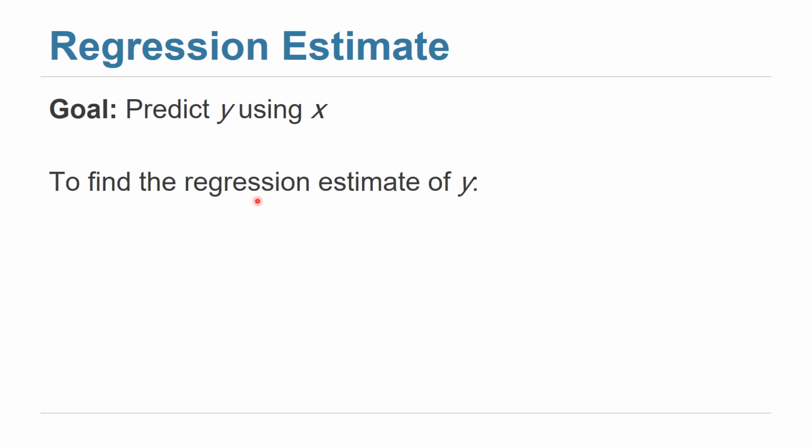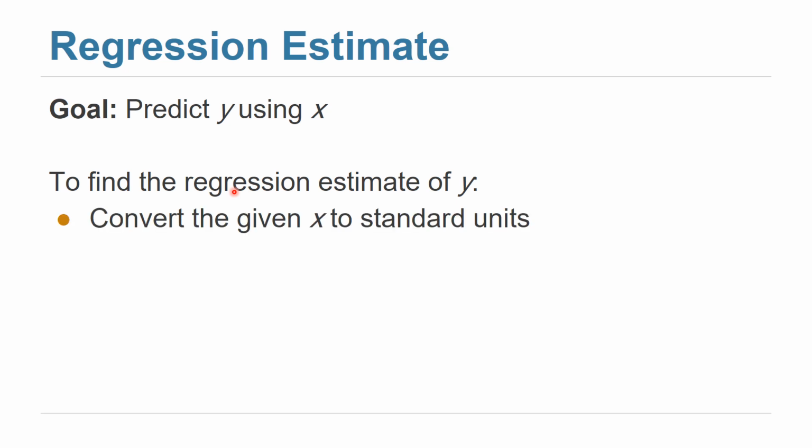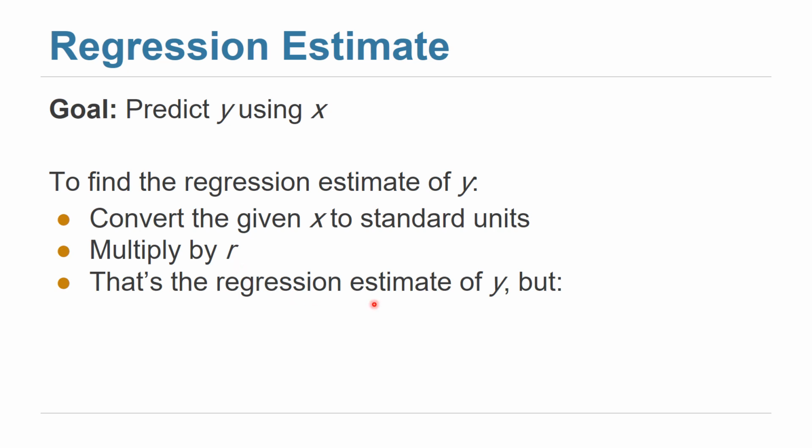So what is linear regression? The goal of linear regression is to predict the value of a variable given the value of another variable. So here we predict y using x. One way to do that is to find the regression estimate, or the regression line, of y given x. How to do that? First, we need to convert the given value of x to standard units. Once we do that, we multiply by the correlation coefficient. When we multiply the given value of x by r, we get the estimated value of y.